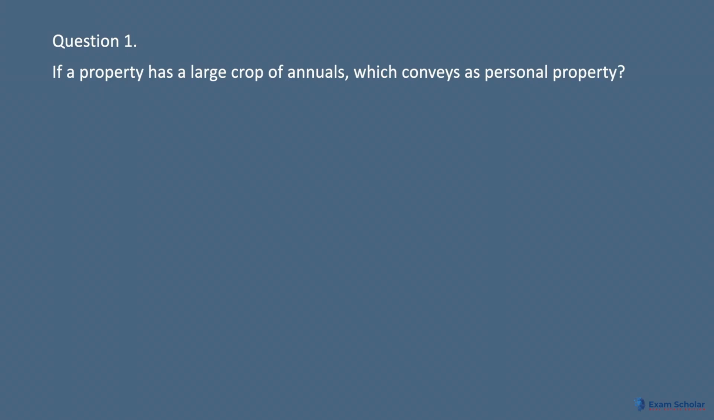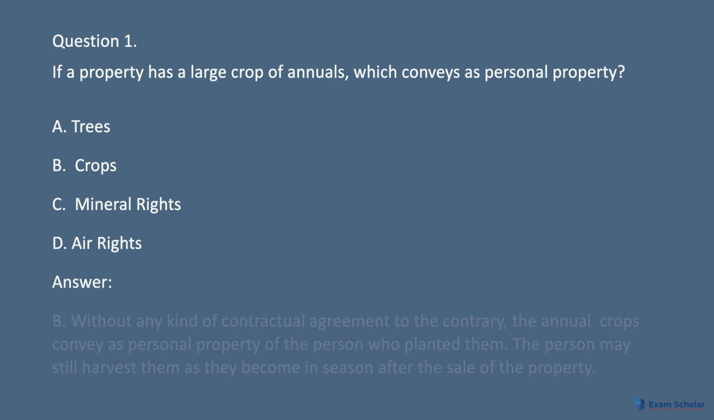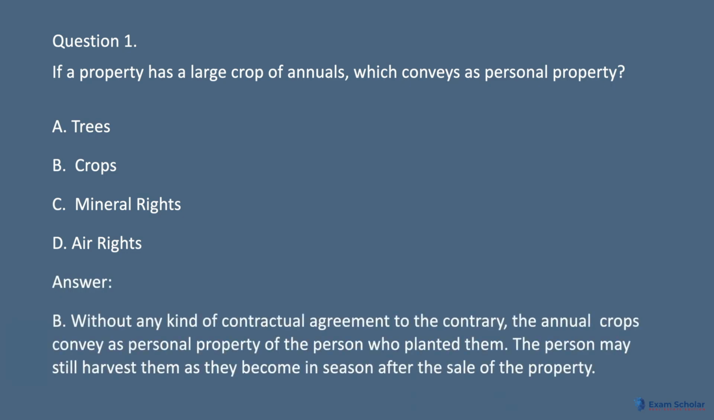Question 1. If a property has a large crop of annuals, which conveys as personal property? A. Trees. B. Crops. C. Mineral rights. D. Air rights. Answer. B. Without any kind of contractual agreement to the contrary, the annual crops convey as personal property of the person who planted them. The person may still harvest them as they become in season after the sale of the property.